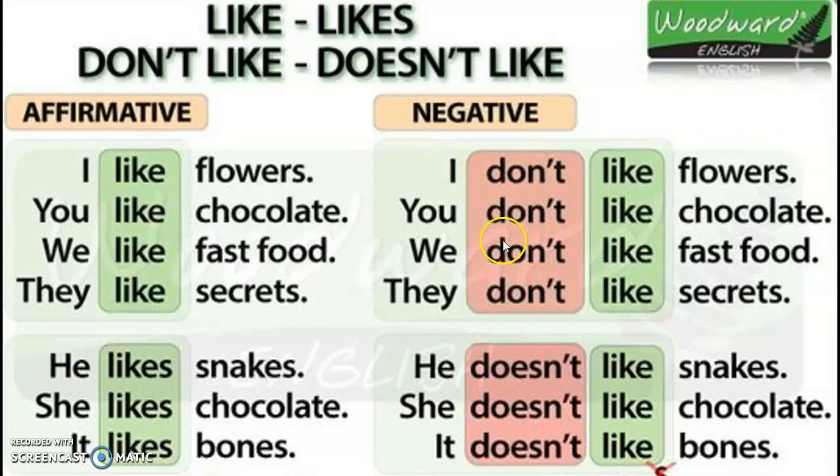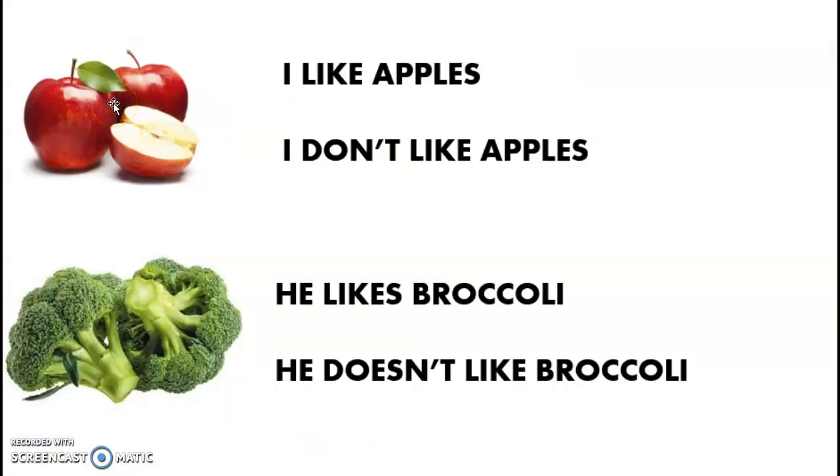Okay, to express dislike, use don't, or doesn't in this case. Use don't right between the pronoun and like. For example, I don't like flowers, you don't like chocolate, we don't like fast food. And for the third person singular, remember, use doesn't. She doesn't like chocolate. Other examples to express likes and dislikes about this fruit and this vegetable.